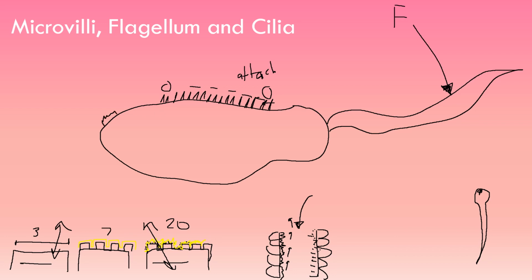So microvilli, flagellum and cilia are quite similar in structure because they're sort of appendages out of a cell. They stick out of the cell, but they're different in structure and they do different jobs. The flagellum is generally for movement, this whip-like tail. The cilia is for movement, but they don't move massive amounts. They beat rhythmically to move things along, and the microvilli are there for increased surface area and exchange of material.